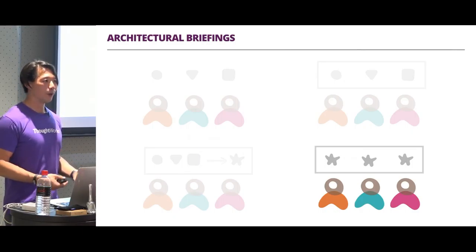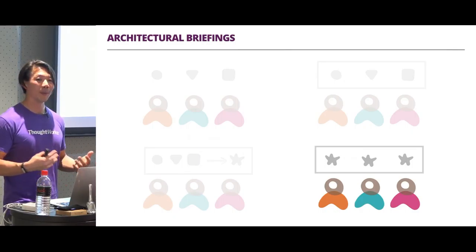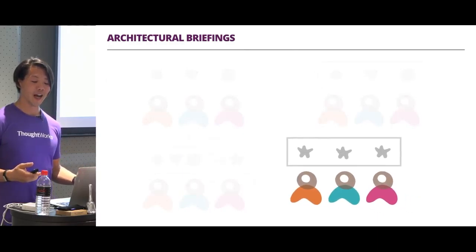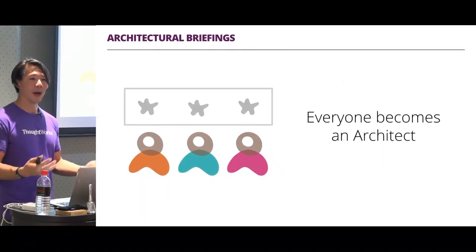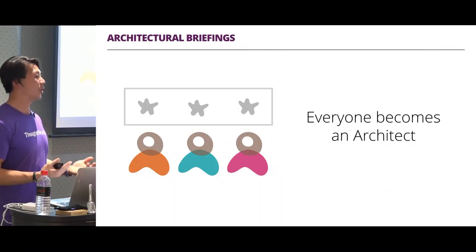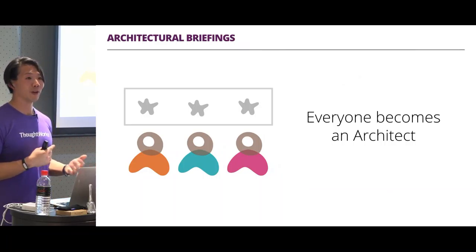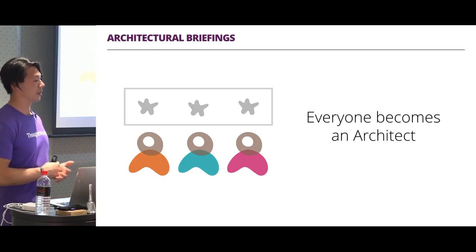And so in this model, it's a little bit funny because anyone who makes a decision is effectively an architect. And so this is the idea where everyone becomes more powerful because there's the decision-making capability, but hopefully everyone's a lot more informed so they're making better decisions.